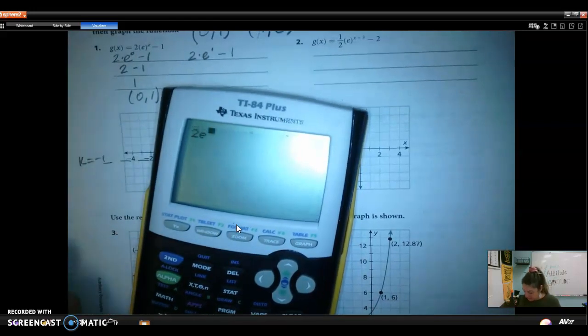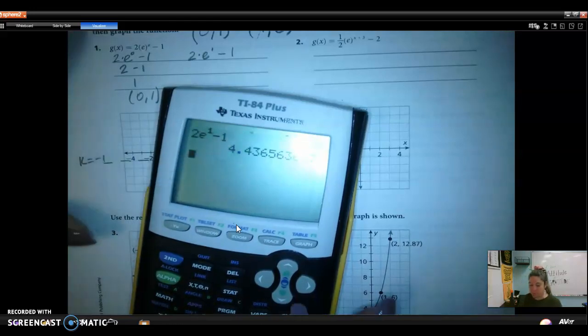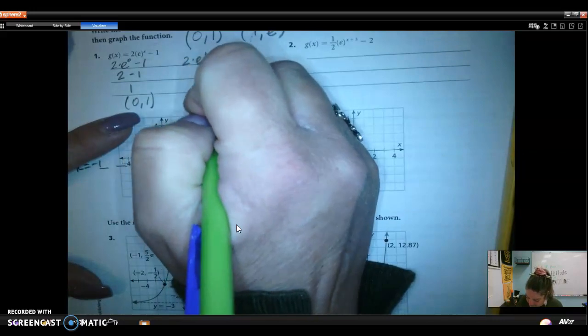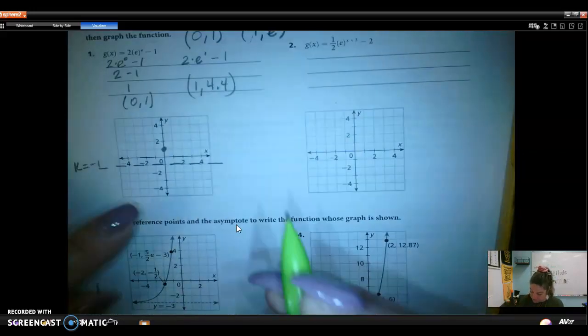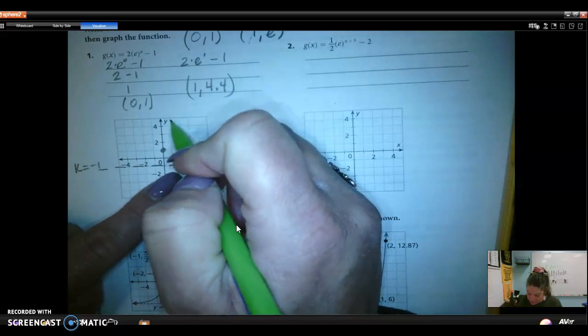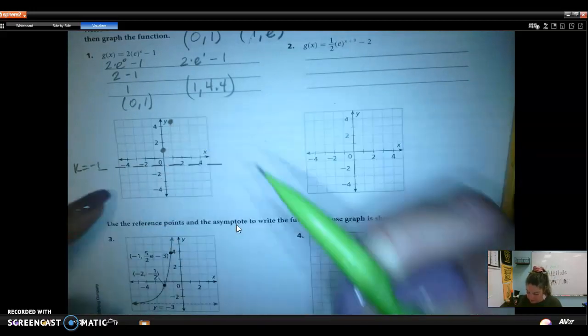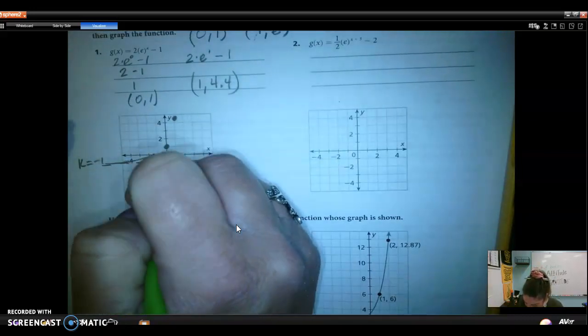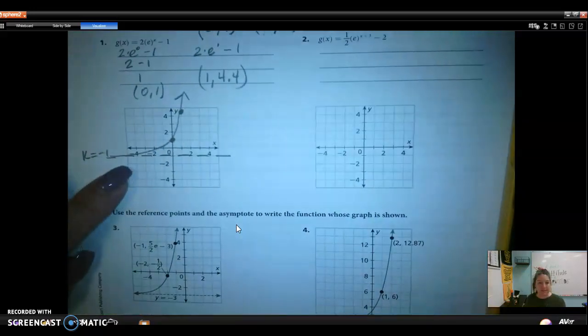All right, so e to the first power, and then minus 1, so 4.4-ish. So when I plugged in a 1, I got 4.4-ish. So I'm going to go plot that point. 1, and 4.4 would be about 4.5. So there are my 2 reference points. I'm just going to make a little swoopy thing. Remember, don't go past your asymptote.